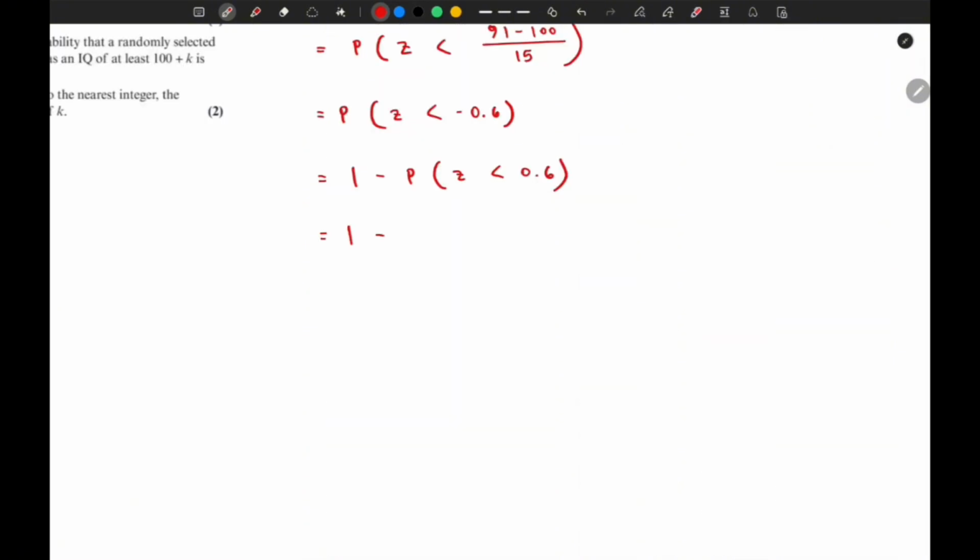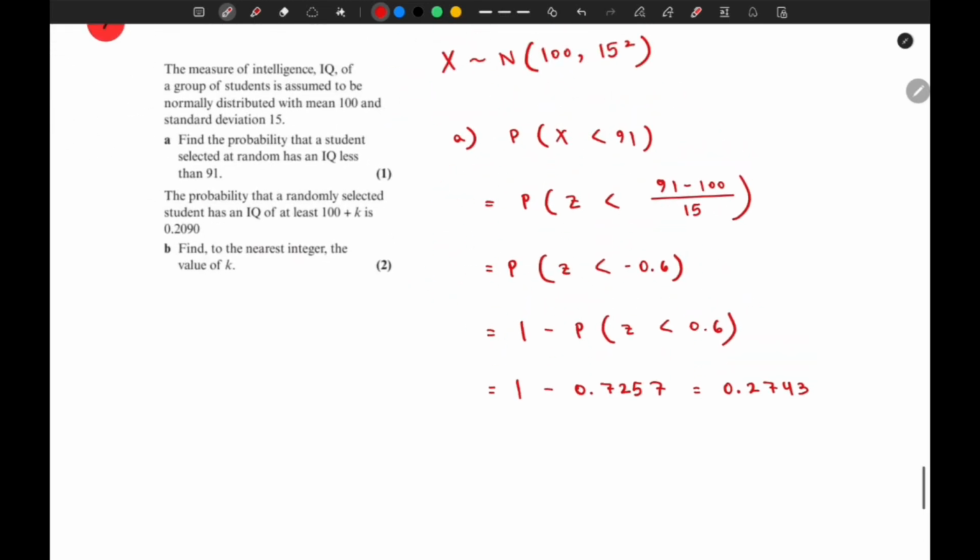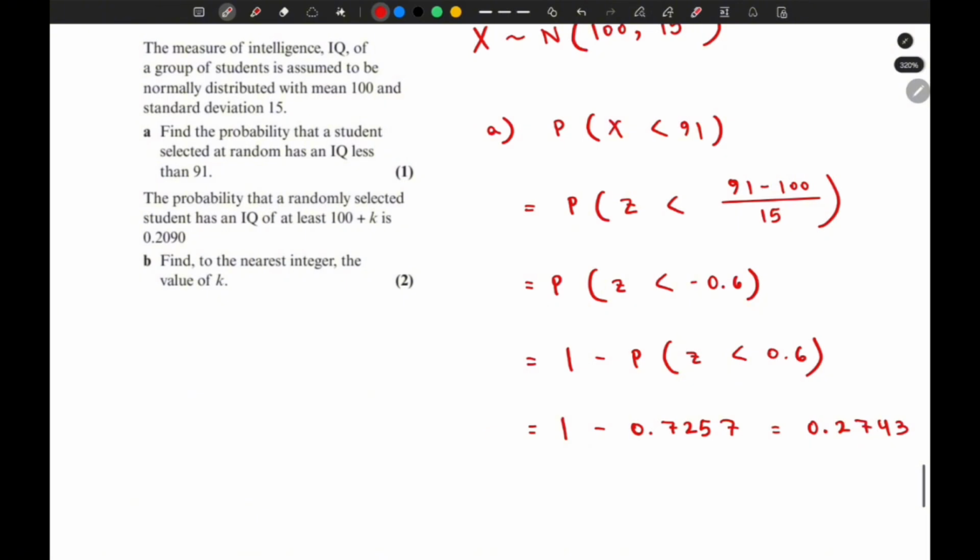So we can replace this with 0.7257. So this is equal to around 0.2743. Now moving on to the next part, the probability that a randomly selected student has an IQ of at least 100 plus k is 0.2090. So at least an IQ of 100 plus k.